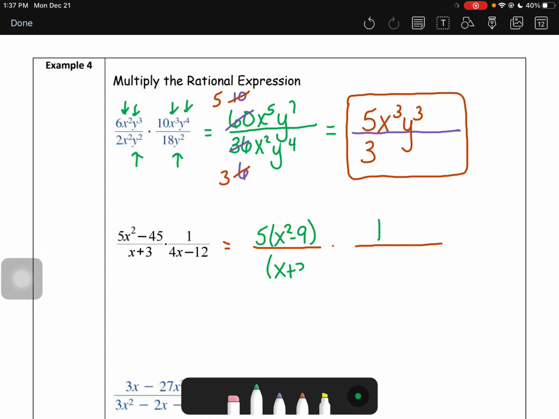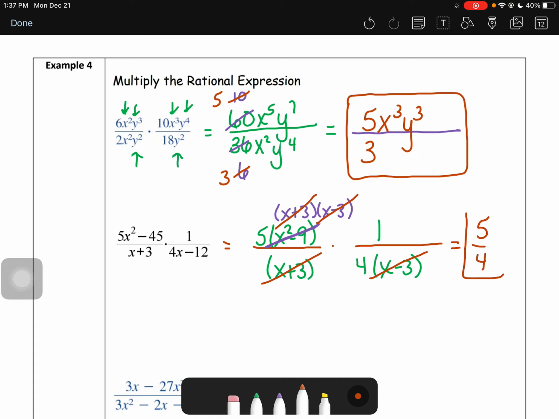And we have an x plus 3 in the bottom, which can't be factored. And then we can take a 4 out of the next expression, and we get x minus 3. But in the top, x squared minus 9 can still be factored into x plus 3 and x minus 3. Now that we have it all factored, we can simplify. So x minus 3 divides with x minus 3, x plus 3 and x plus 3. So our final answer will be 5 over 4.